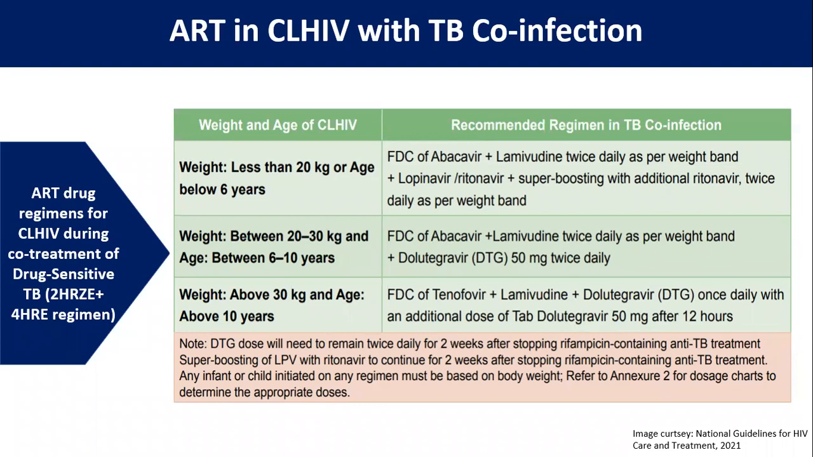And for weight above 30 kg and age above 10 years, we provide TLD. And here also, just like adult, we are going to provide 50 milligram of dolutegravir twice daily, 12 hours apart. And we need to continue this dolutegravir for 2 weeks after completion of ATT.